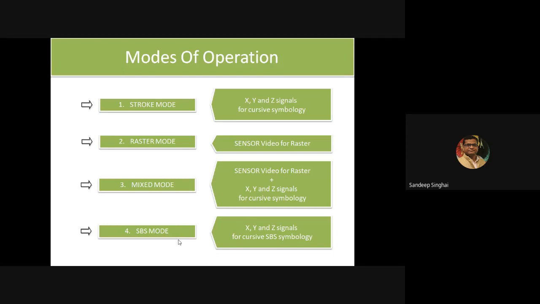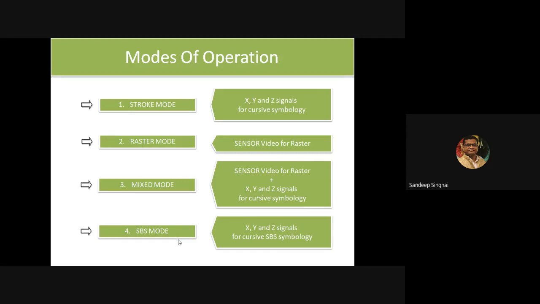Then you have a mixed mode too. Mixed mode is basically a raster video in the background and a minimal symbology in the foreground, which is displayed during the flyback period of the raster sequence. Then finally, you have an SBS mode, which is called standby sight mode.